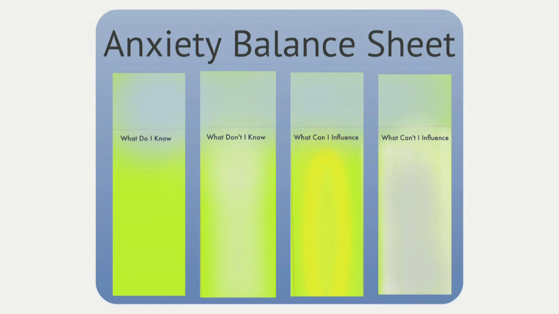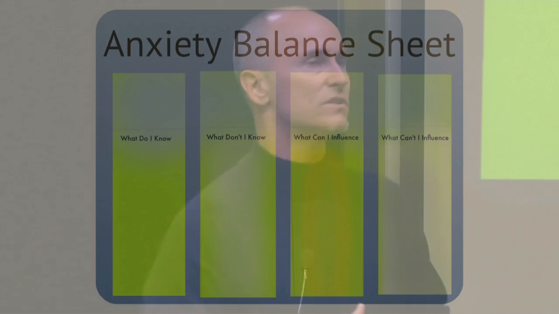So the anxiety balance sheet says there are 4 columns. Columns 1 and 3 here are the good columns, what I do know and what I can influence. Columns 2 and 4 are the bad columns. They're the ones that actually create the anxiety. They create the uncertainty and powerlessness.